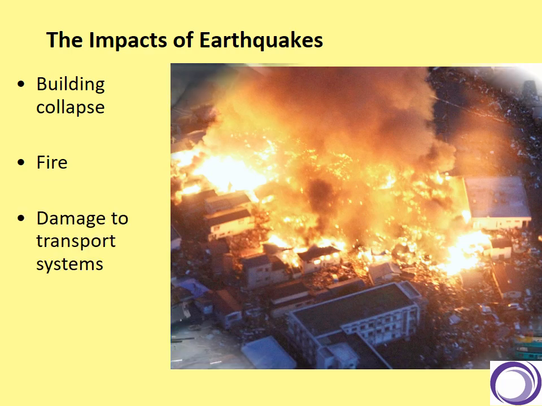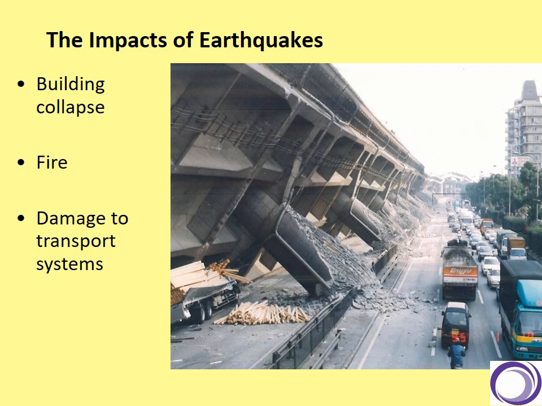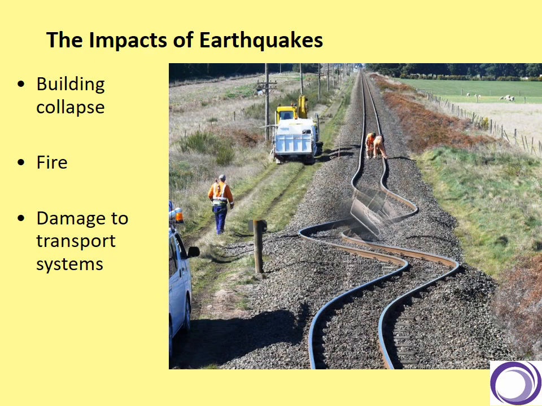There's often damage to transport systems. Now that could be freeways like this one where the bridges and the supports have collapsed, or it could be, as in the case of this train line, where the movement of the earth has actually bent and distorted the tracks, leaving the earth in a permanently different position.